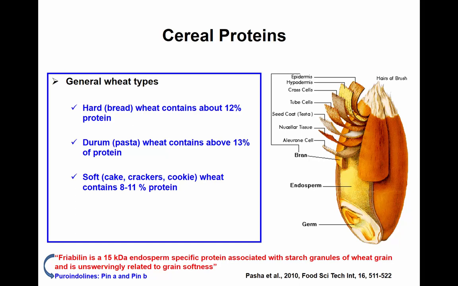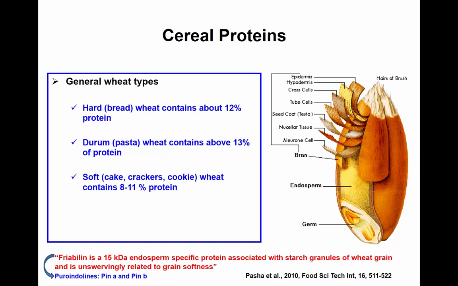So wheat is usually classified on the hardness of the grain. You have the common hard wheat, also referred to as bread wheat. This is an average value; it can range between 11 to 15%, but this is your average value for protein. Durum wheat is higher in protein, up to 16%, and it's also hard wheat, which makes it usable for pasta rather than bread. Then you have the soft wheat, which is low in protein, about 8 to 11%, mostly on average 9 to 10% protein.